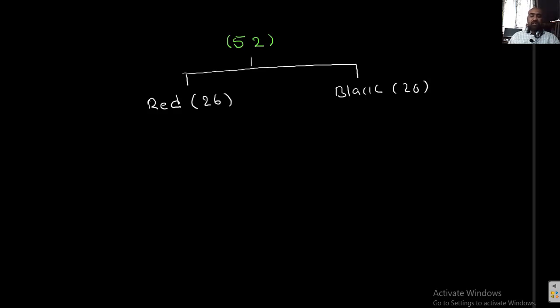Again, the 26 black cards are divided into 2 groups of 13 each, called spades and clubs. Spades, so I will draw the diagram for the spades, just like a leaf, spades and clubs.